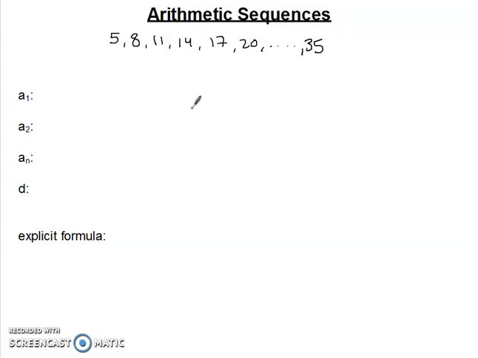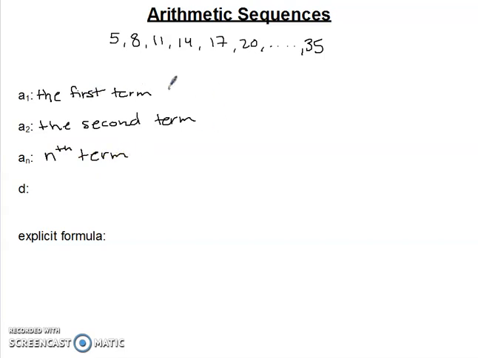These apply to, at least these first 3, all sequences, not just arithmetic sequences. A sub 1: A represents the term value, 1 represents the place that it's in your list. So what this notation is saying is I want to know what the first term in the list is. A sub 2 is saying I want to know the second term, or the second value in my list. A sub n is saying the nth term.